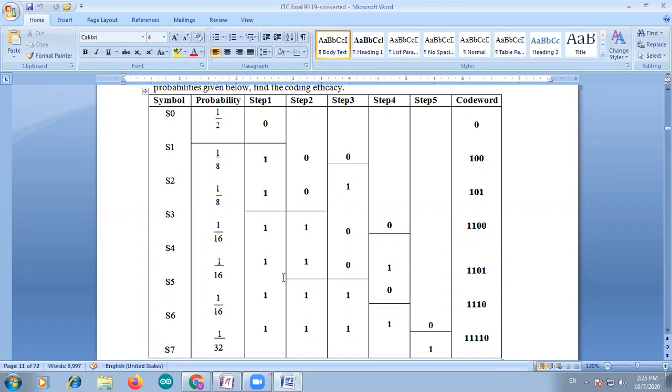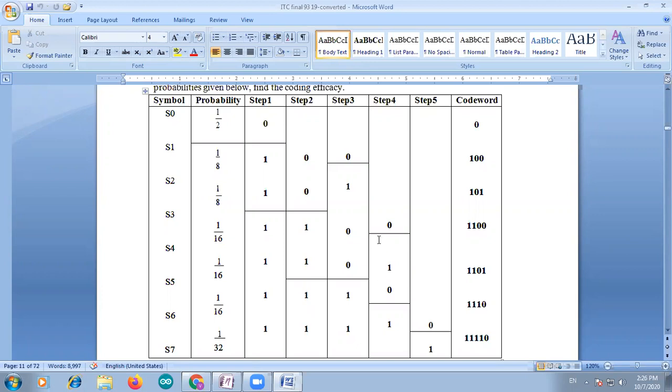So now the remaining 4 symbols. Now 1 by 16 and 1 by 16 is one group, and the remaining 1 by 16 and 1 by 32 is another group. Here there is a more or less equal probability condition. Not exactly equal, but more or less equal. So that's why above the line 2 symbols, below the line another 2 symbols. That is step 3.